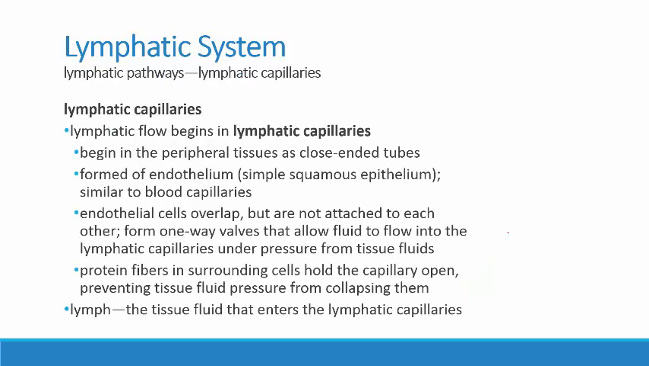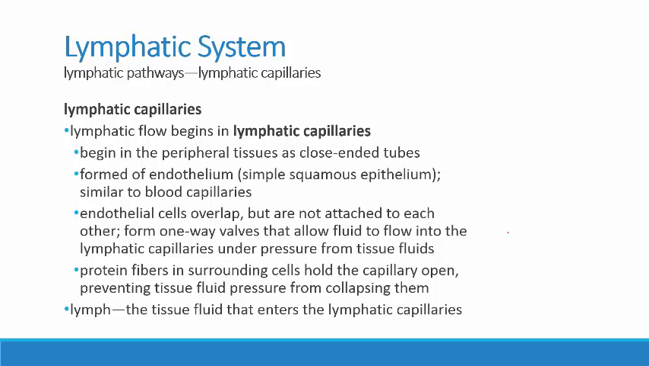So we'll start by talking about lymphatic pathways, the tubes that lymph flows through. So lymphatic flow begins in what are termed lymphatic capillaries. And if you look on page 618, figure 16.2 shows the lymphatic capillaries. They are these closed-ended tubes made just like the capillaries. They're made of a simple squamous epithelium that's called endothelium.